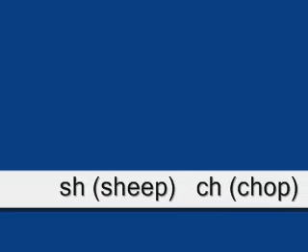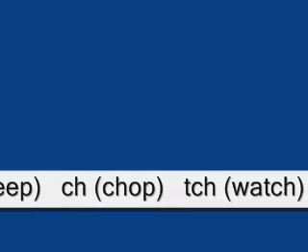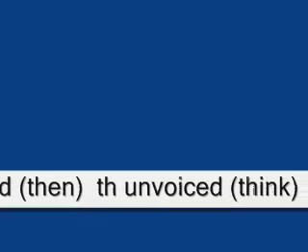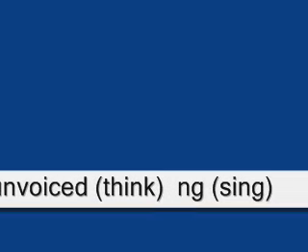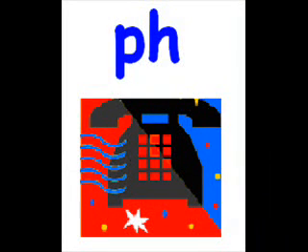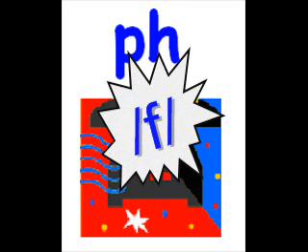Here are some examples of new sounds. Sh as in sheep, ch as in chop, tch as in watch, th as in then, th as in think, and ng as in sing. Now let's move on to digraphs considered another sound. The PH in the word phone makes the f sound. This is represented by the letter F. So this consonant digraph is considered another sound.